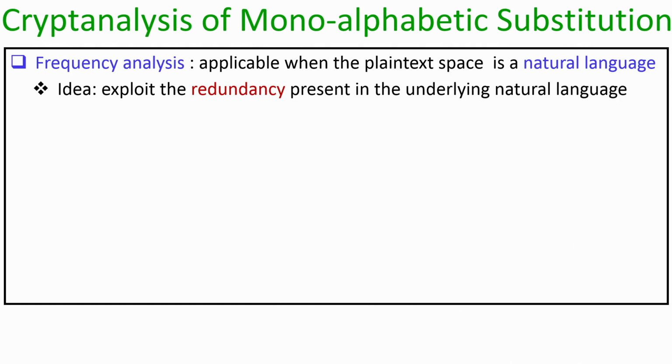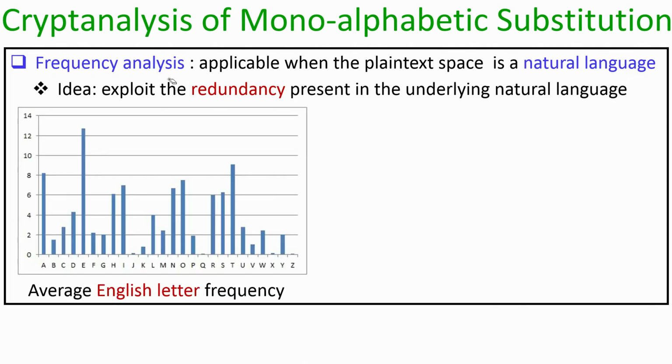In fact, it turns out that there is a very interesting attack which we call the frequency analysis attack, and this attack can be launched on any cipher where the underlying plaintext space is a natural language, which is actually the case for our example, because we are considering a setting where the plaintext is English text. So, the idea here is to exploit the redundancy which is available in any natural language, for example English. What I mean by redundancy is the following.